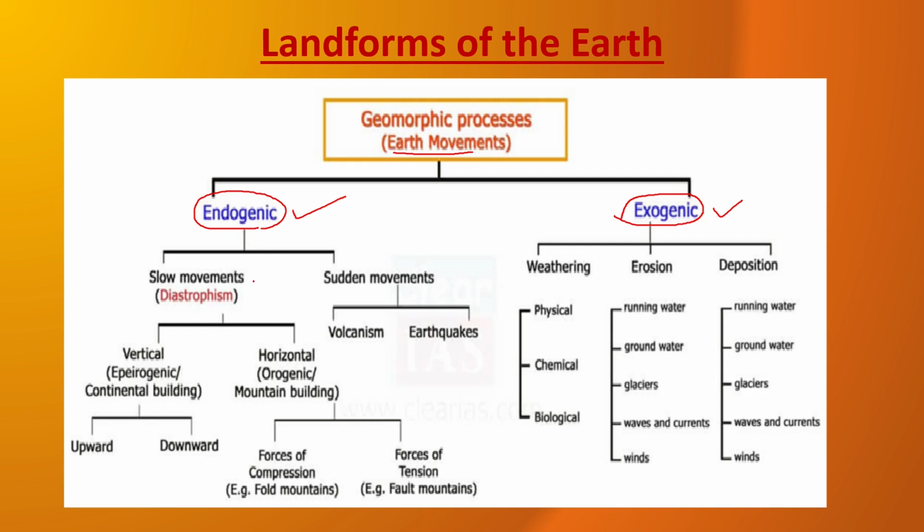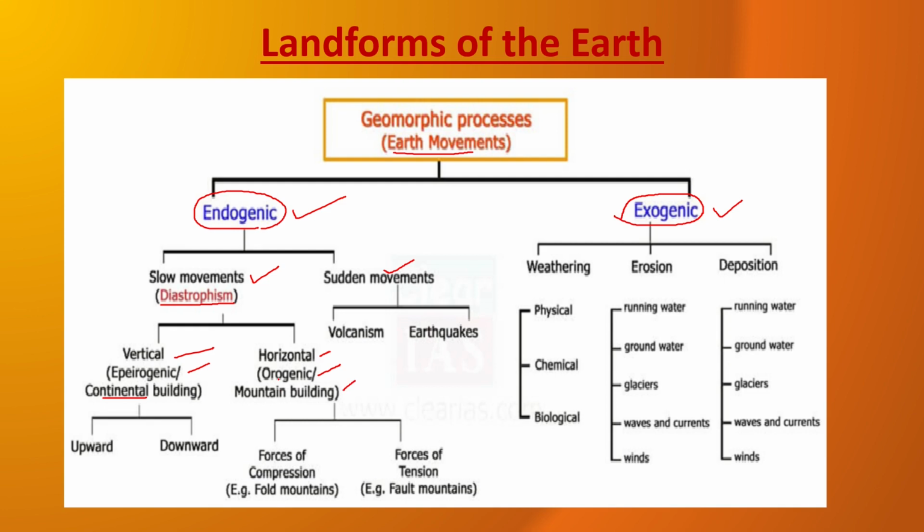Endogenic can be slow movement, it can be sudden movement. Slow movement comes under diastrophism, that is, all the slow movements are called diastrophic movement. It can be vertical, it can be horizontal. If it is vertical, then it is called epirogenic movement or continental building movement. And if it is horizontal, then it is called orogenic movement or mountain building movement.